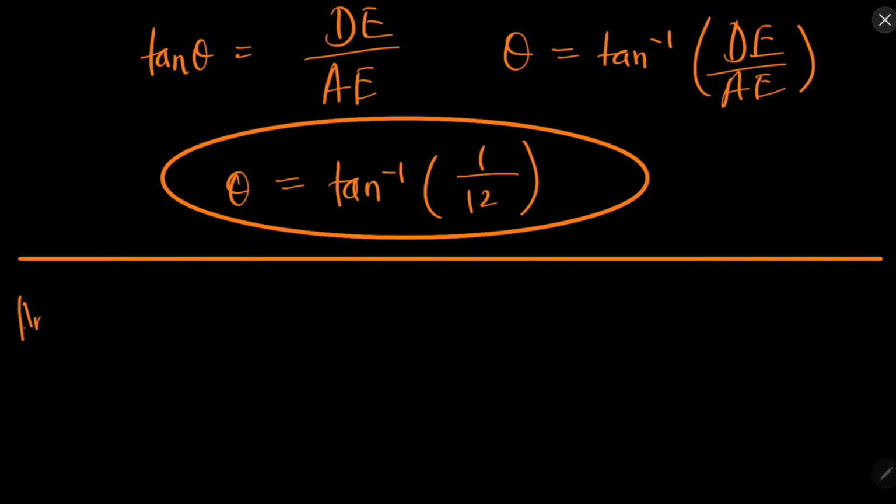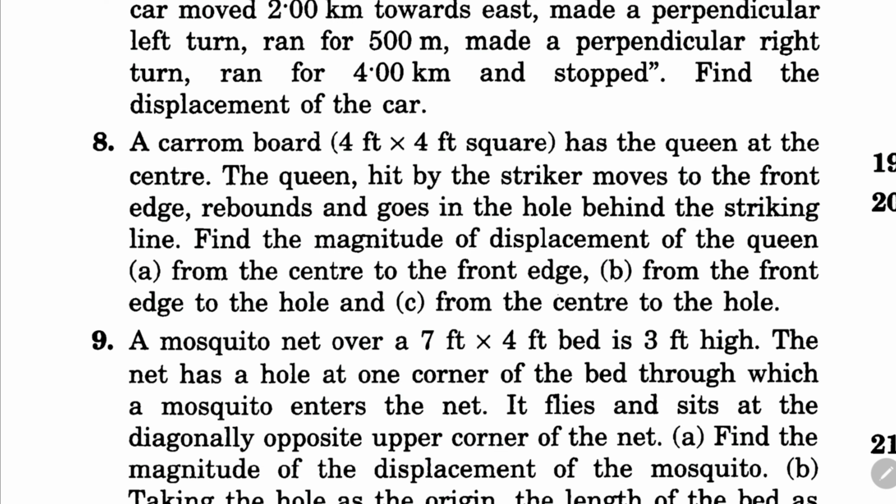Now in question number 8. Again this will be more clear once I draw the diagram. Here we have a carom board, and the size of the carom board is, by the way, 4 cross 4, 16 square feet. It has the queen at the center. So the queen is positioned at the center. Then it is hit by a striker and it moves towards some edge, then rebounds and goes in the hole. So there is some complicated trajectory going on here.